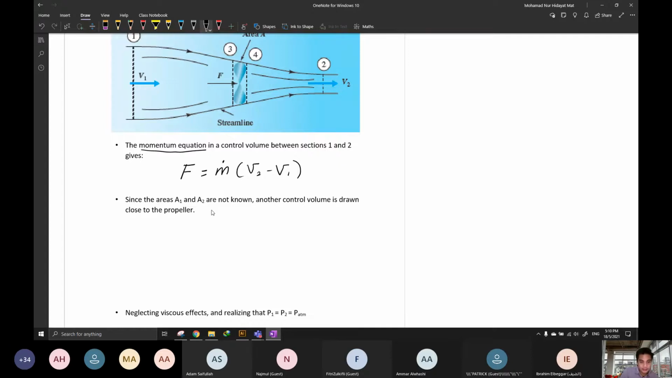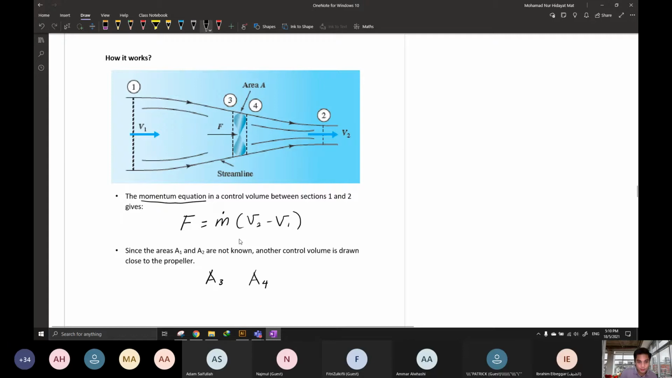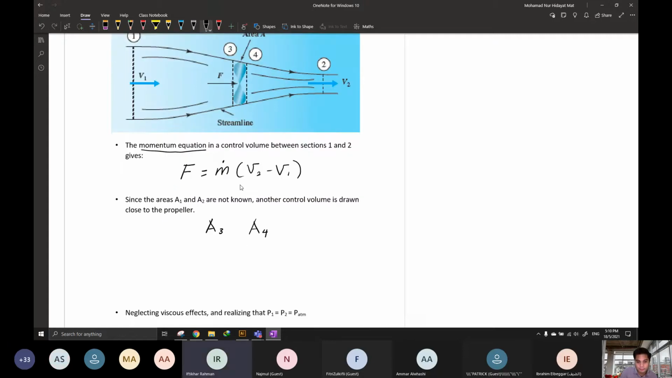So let's say we consider the velocity. What do you think of area 3 and area 4? Do we have any clue what the size of these areas is? Anyone? What do you think, area 3 and area 4? Area 3 is larger than area 4. Okay, correct. So what happens when these control volumes are very close to each other?